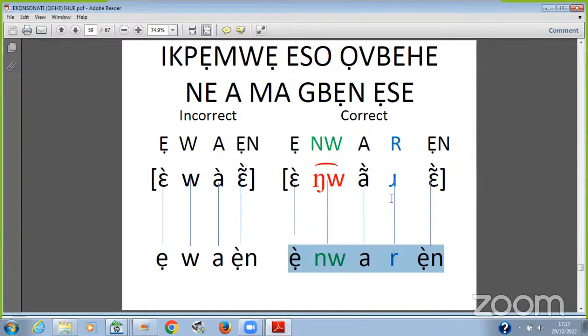like Enwine, Enwine. When this R is elided, you now have Enwine. So the A and the E do not belong to the same syllable. You see, this is the first syllable, and then this is the second syllable. And then if this one is elided, you now have and wine, and wine. That is the way it is.